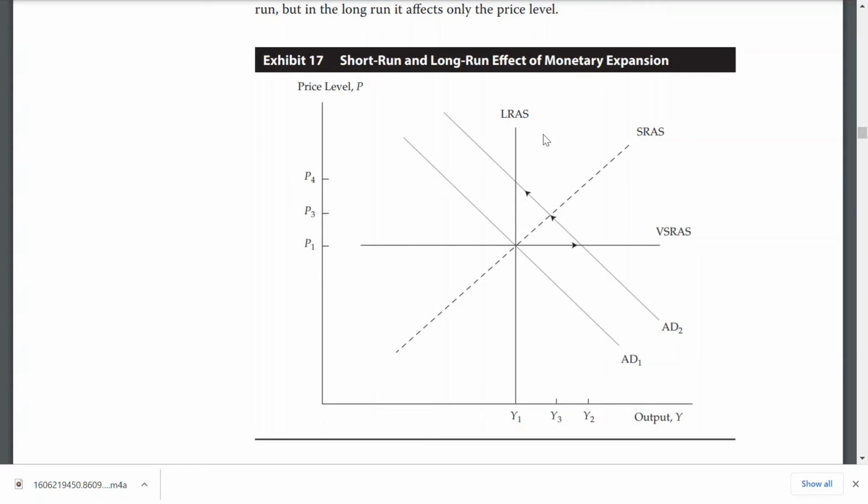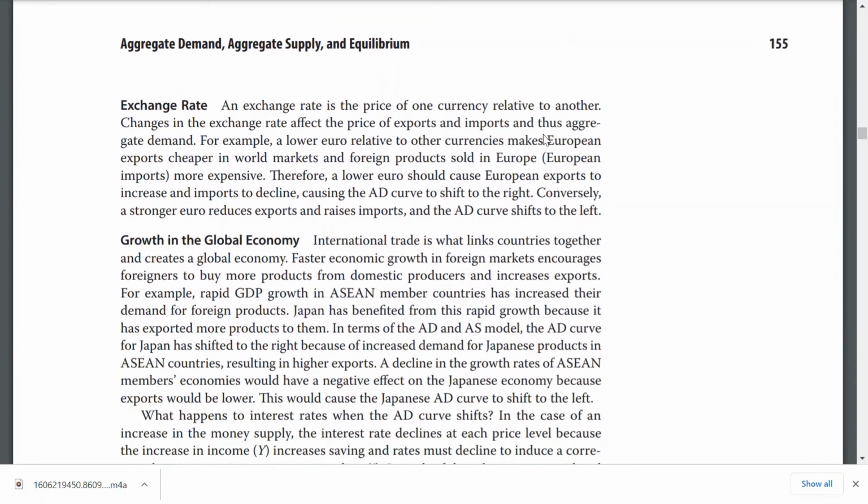Okay. Exchange rate is the price of one currency relative to another. Changes in the currency rate affect the price of exports, imports, and aggregate demand. For example, a lower euro relative to other currencies makes European exports cheaper in the world market, and foreign products sold in Europe or foreign inputs more expensive. Therefore, a lower euro should cause European exports to increase and imports to decline, causing the AD to shift to the right. Conversely, a stronger euro reduces it.